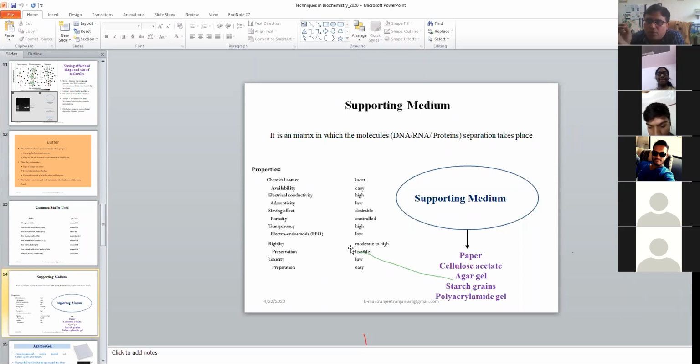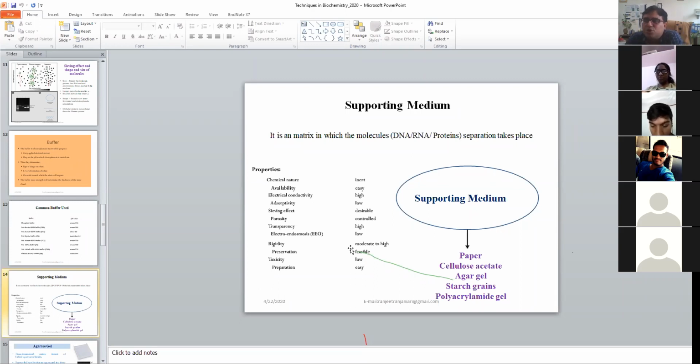Pore size should be a controlled one. Transparency should be high, so that when you are running your particle, you can easily differentiate between one band and the others. Then there should not be electroendosmosis. I think I have not told you this term. Electroendosmosis is the hindering effect because of the wall of the matrix which you are going to use. When you run a particle, if there is a hindrance because of the wall of the matrix, that is called electroendosmosis. It will hinder the movement of the particle which you are going to separate.